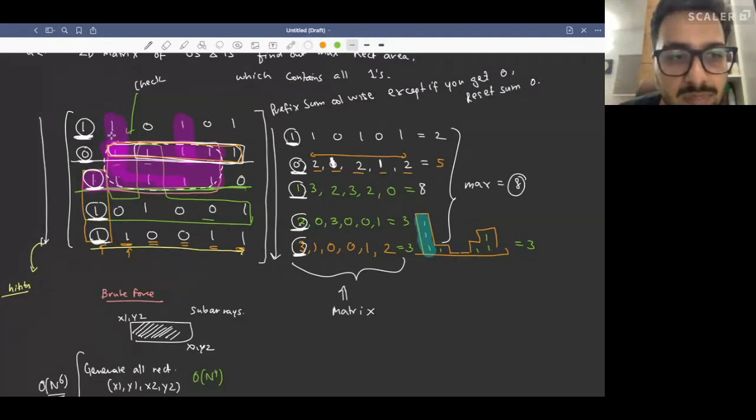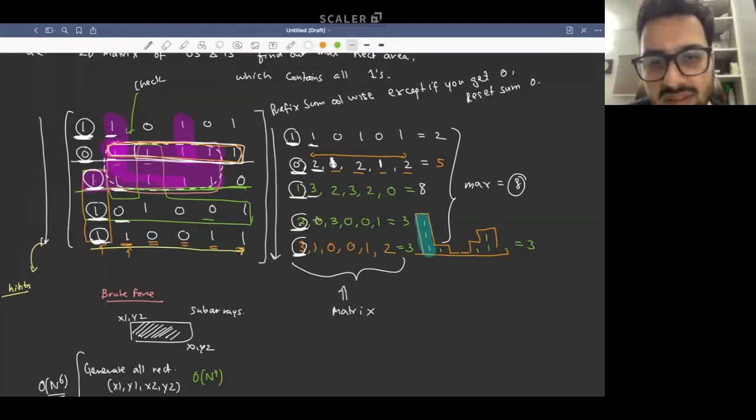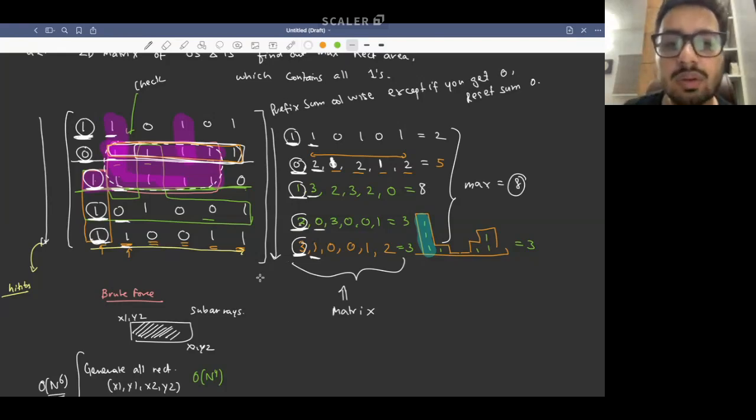Let's look at this column. We have a 1, we have a 1. Another 1, so 1 plus 1, that is 2. Another 1, 2 plus 1, that is 3. We got a 0, reset to 0. We got a 1, 0 plus 1, that is 1, right? That's it. Now what you can do?